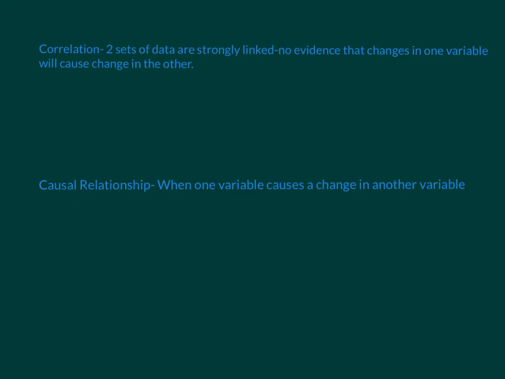All right, so first of all, before we do scatter plots, we need to know what correlation is and causal relation, okay, because we're going to use these two. Okay. So a correlation is two sets of data are strongly linked, but no evidence that changes in one variable will cause changes in another. For example, number of mailboxes in a city.